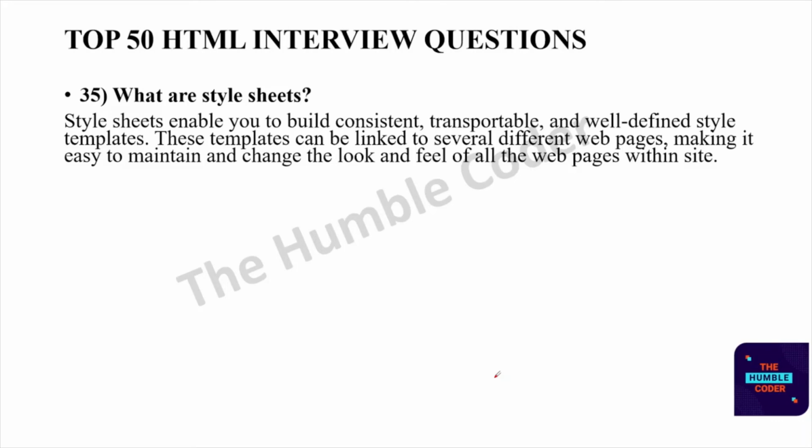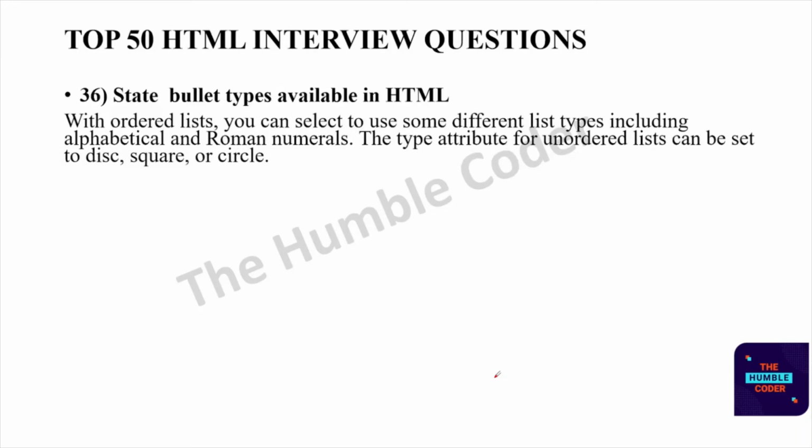So let's move on to the next question now. State bullet types available in HTML. With an ordered list, you can select to use some different list types, including alphabetical and Roman numerals. The type attribute for an unordered list can be set to disk, square or circle. So these are the different bullet types available in HTML.